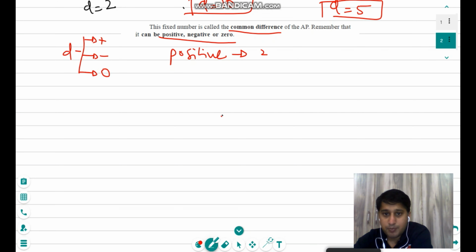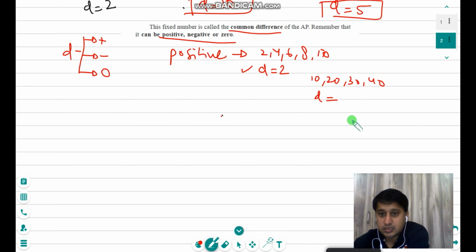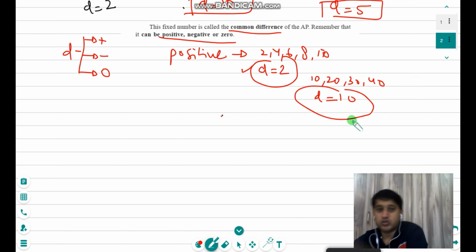So let's take an example of 2, 4, 6, 8, 10. Here you can all tell me very easily that D is 2. Let's take another example, 10, 20, 30, 40. Here also D is 10. So in both cases D is positive.